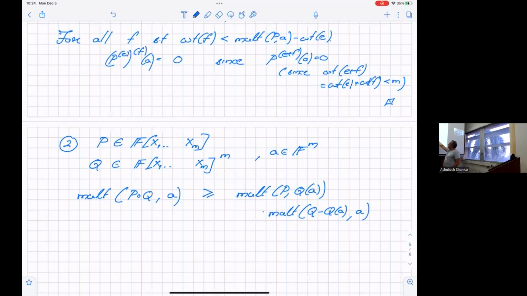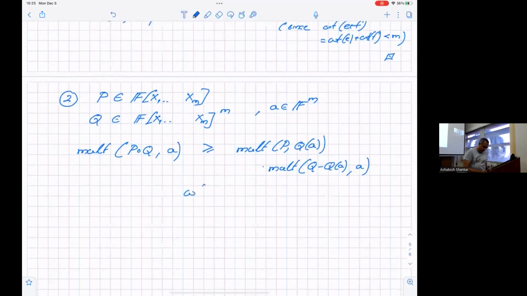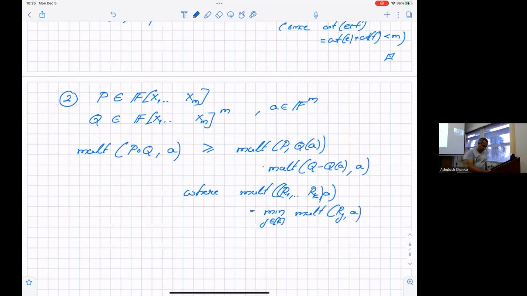We defined the multiplicity of just one polynomial. We didn't define the multiplicity when there are n polynomials happening. It will be the minimum of all the multiplicities. In general, the multiplicity of R1, R2, ..., Rk at the point A is the min over j in k of the multiplicity of Rj, which is the natural definition.